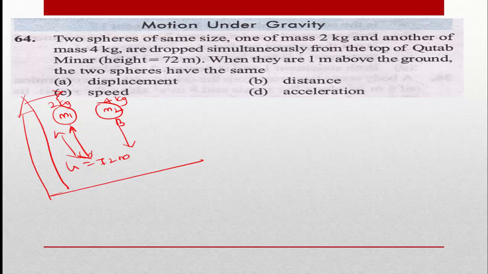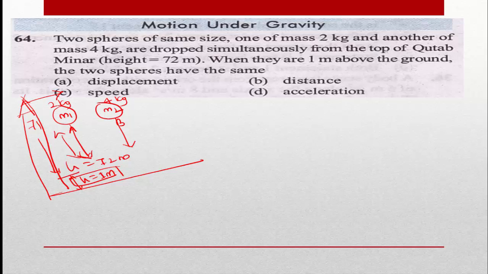Qutub Minar ಮೇಲಿಂದ ಎರಡು ನಾವು ಸ್ಟೋನ್ ಅನ್ನು ಬಿಟ್ಟಿವಿ ಅಂದ್ರೆ when they are 1 meter above the ground, ಇಲ್ಲಿಂದ ಇಲ್ಲಿವರೆಗೆ 71 ಮೀಟರ್ ಐತೆ ಅಂತ ಇಮ್ಯಾಜಿನ್ ಮಾಡ್ಕೊಂಡು. ಟೋಟಲ್ ಹೈಟ್ 72 ಮೀಟರ್. ಈ ಡಿಸ್ಟೆನ್ಸ್ ಎಷ್ಟಿದೆ? h equal to 1 meter.